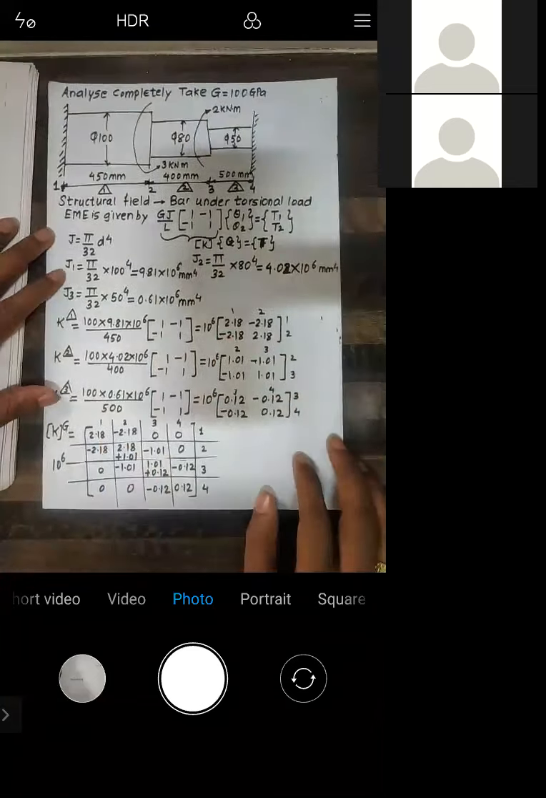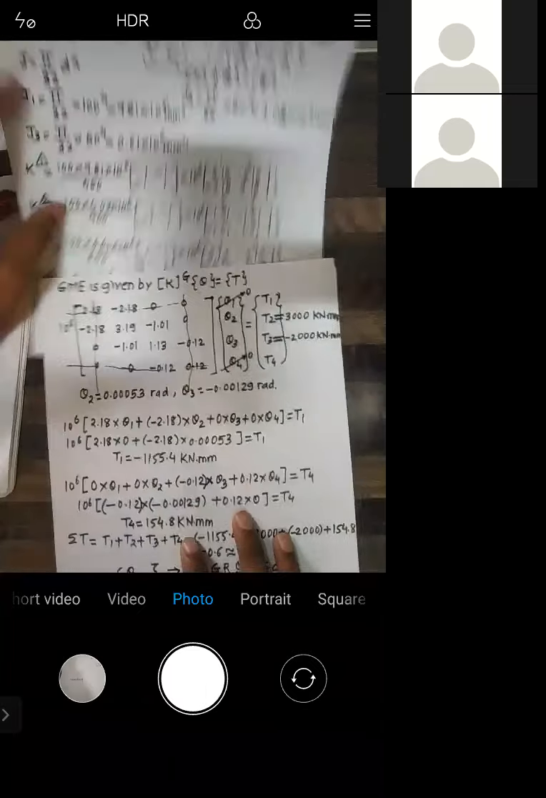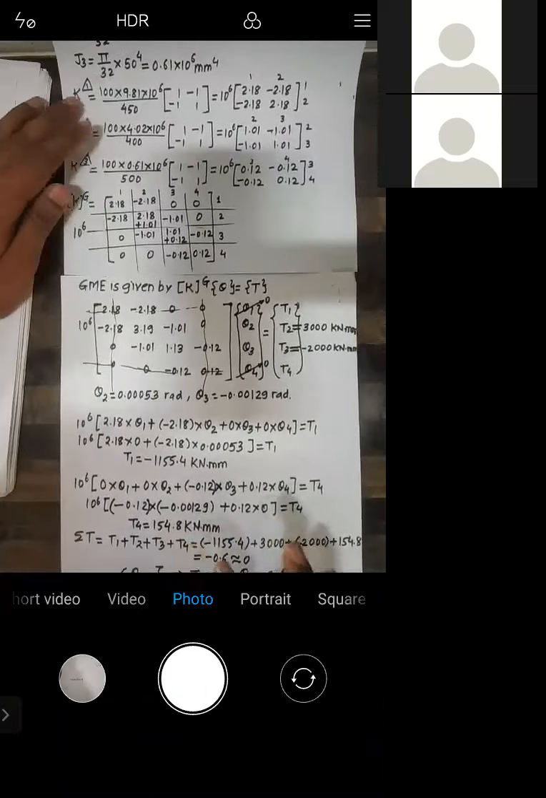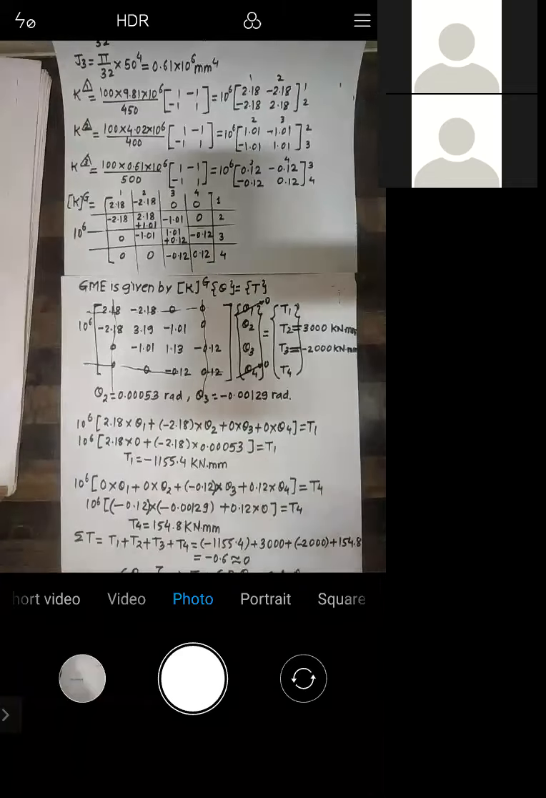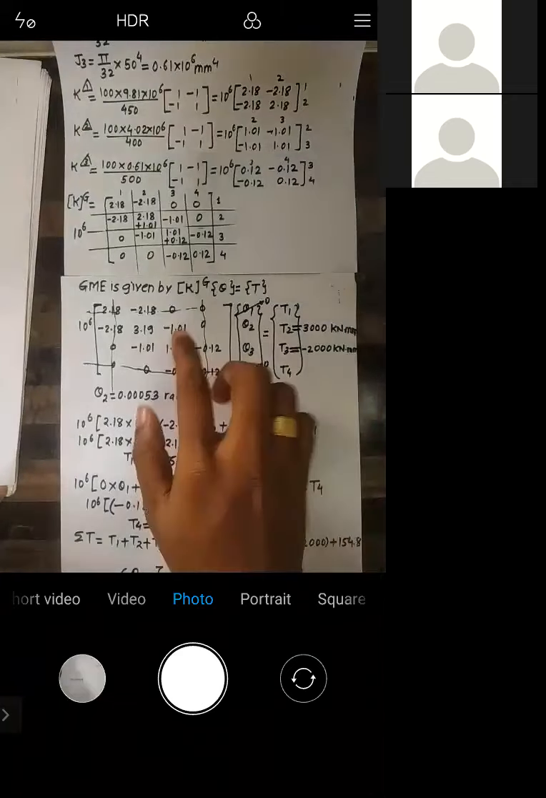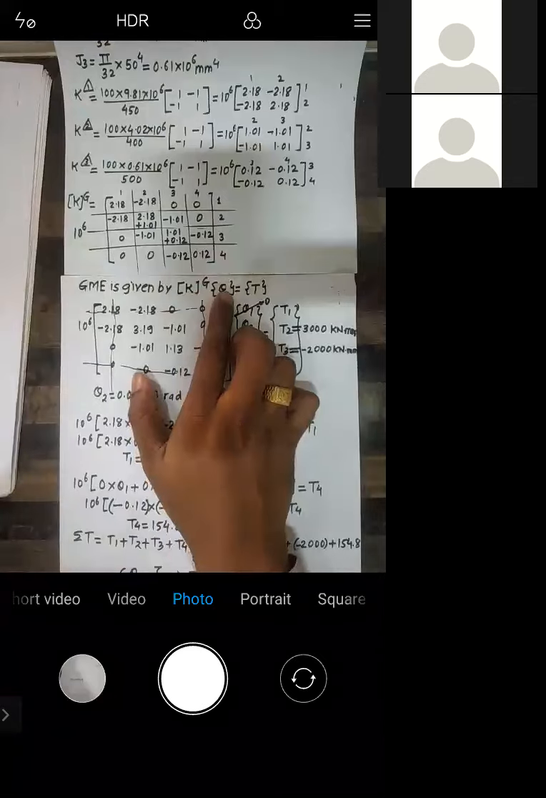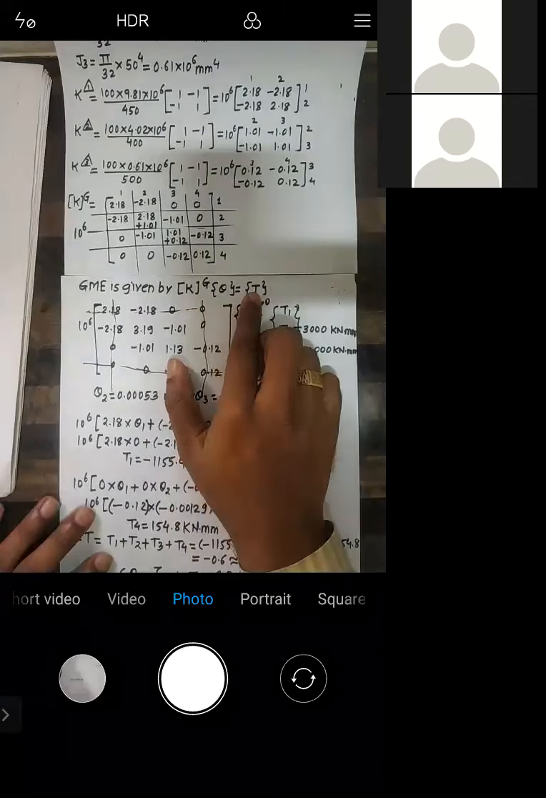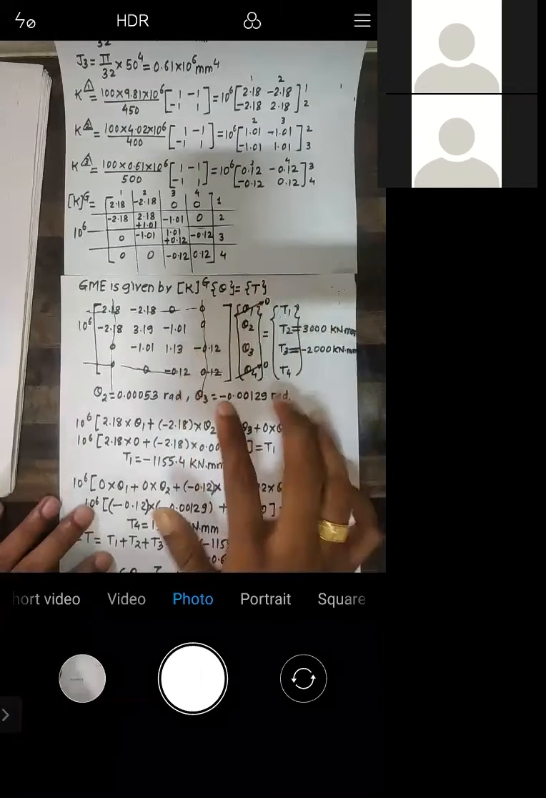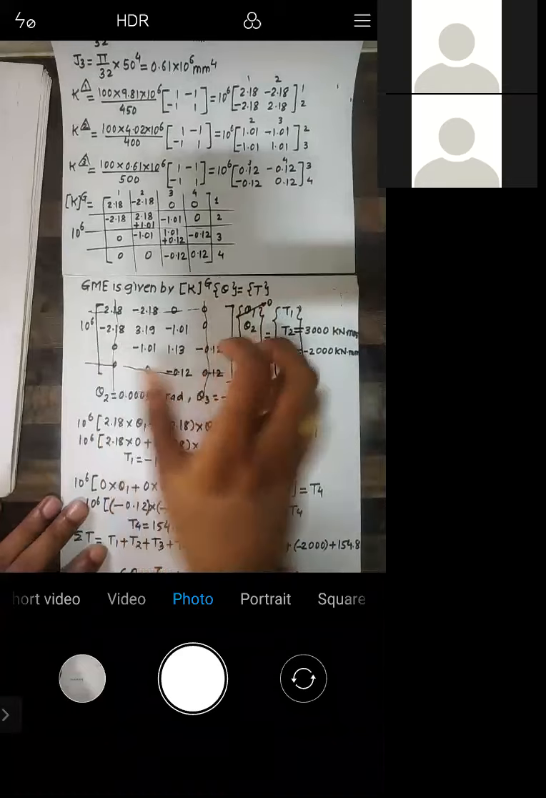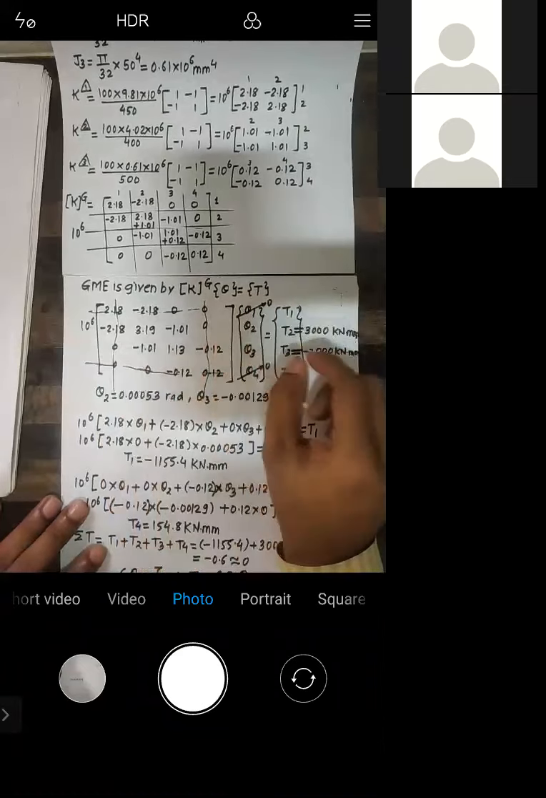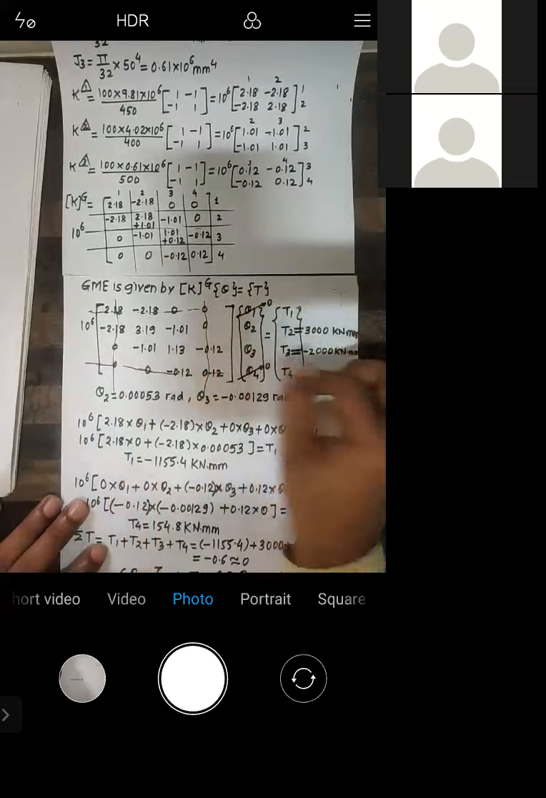Okay. Now see, once you have these elements, global stiffness matrices, we need to write down GME. GME is nothing but simple. It's a global matrix equation. Okay. So this is global stiffness matrix. This is to be multiplied by displacement, which will be given by torque. Okay. Here displacement is angular, so corresponding to it you have torque. Right. So this is global stiffness matrix multiplied by 4 displacements, multiplied by torque. So obviously there are 4 torques.